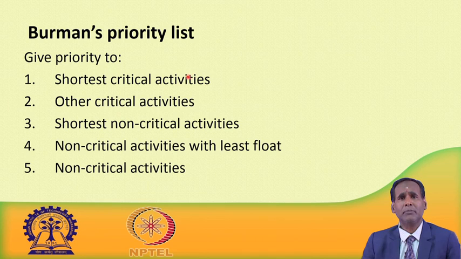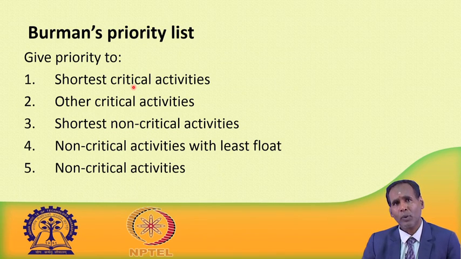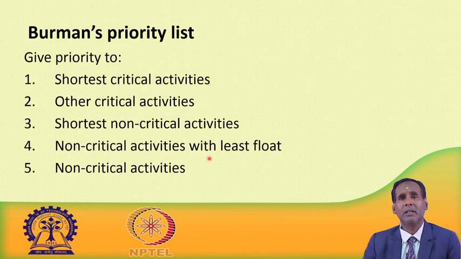So, in Bergman's priority list, priority is given in this order. First priority is given to the shortest critical activities, having the lowest float. So, shortest critical activities are given first priority, then other critical activities. Next priority goes to the shortest non critical activities, that means non critical activities having the shortest time, and then non critical activities with least float. And finally, the least priority will be given to the non critical activities. So, in this way Bergman's priority list works.